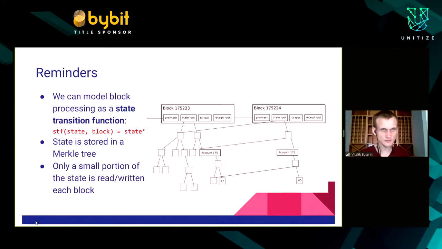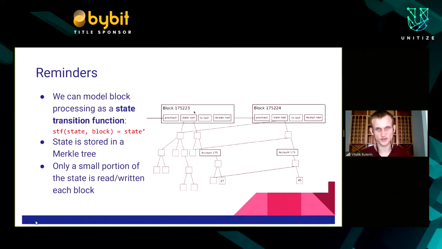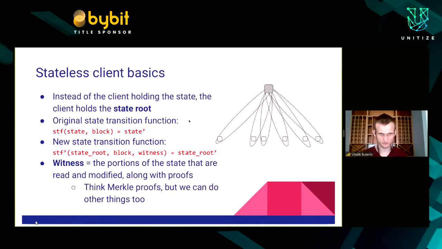So stateless clients, right? A stateless client is a different kind of full client. So this is a fully verifying client. Even if there's a 51% attack, there's no way that you can fool a stateless client into thinking an invalid chain or an unavailable chain actually is valid. But instead of the client holding this entire set of everybody's balances, code, and everything else, the client just holds the state root, right? The client just holds this 32-byte hash that represents the entire state.